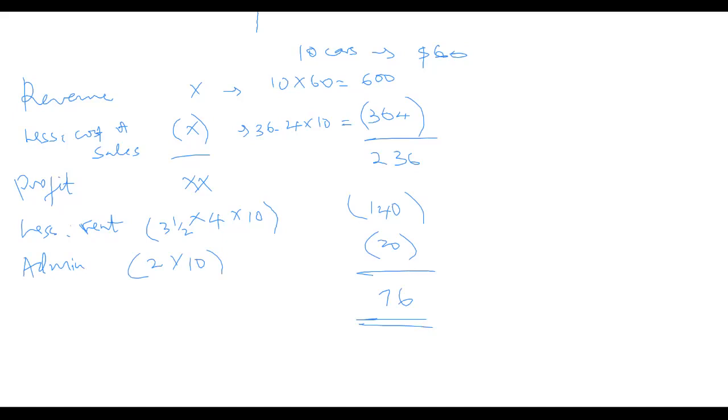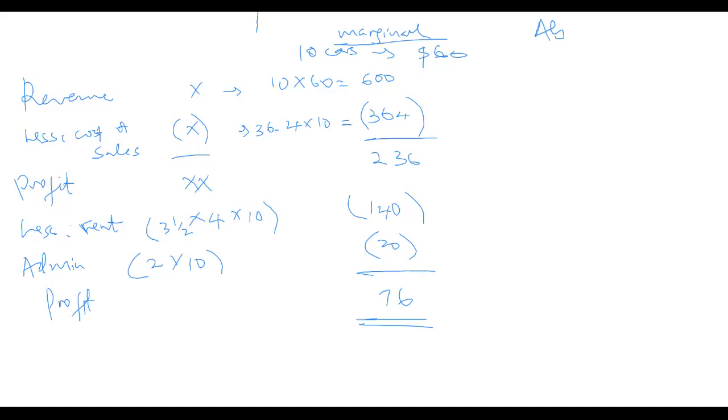I'm not sure, I'm just guessing. It's 76. Therefore, this company, if it was to use the marginal costing method, will be reporting a profit of $76. Now, in case the company is using... let me just write here on top that this is marginal. This is the marginal costing method.